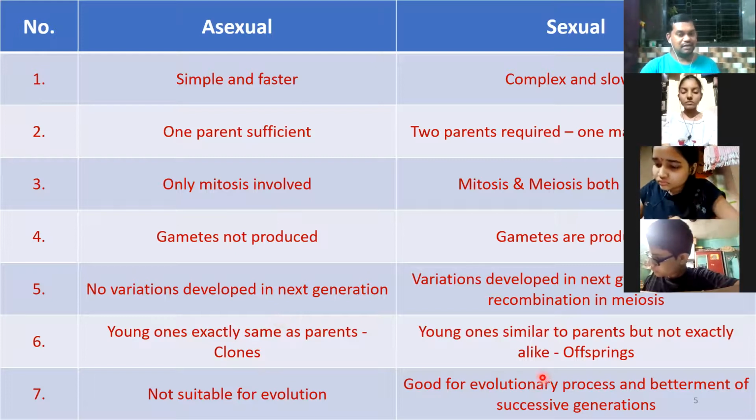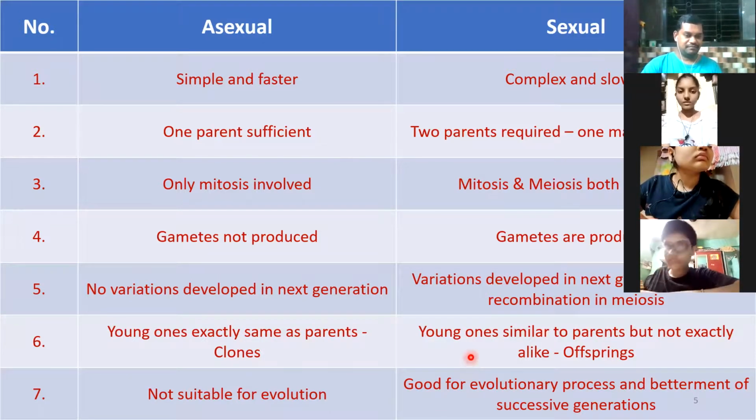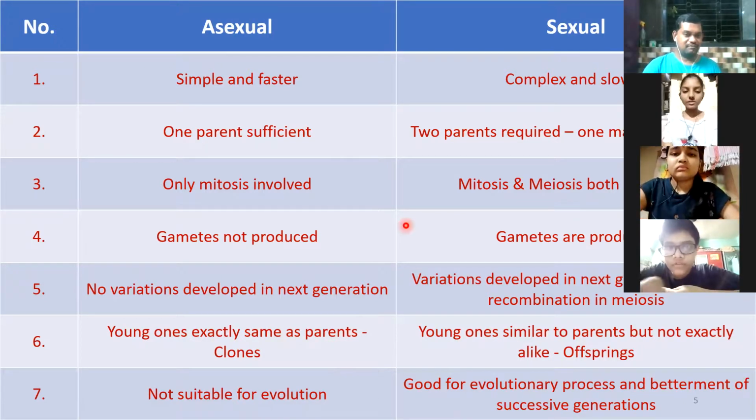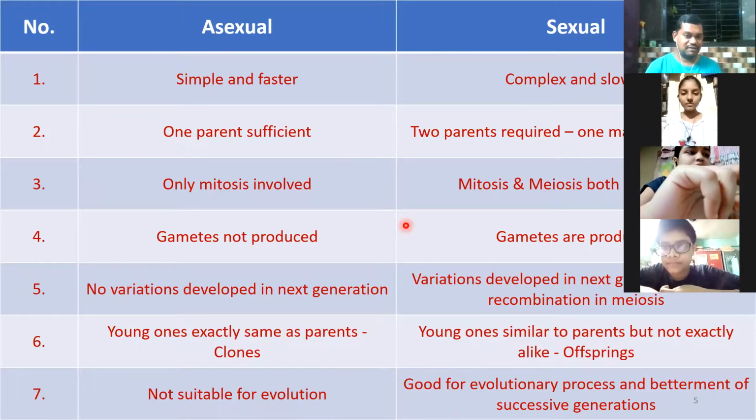That is why if you see higher plants and animals, including human beings, the majority of them undergo only sexual reproduction. There are asexual methods also, but the one which is more efficient and good for evolution is sexual reproduction. Did you understand this point? Yes. So the broad idea behind asexual and sexual reproduction is clear properly. Yes. Okay. So we have seen the differences between asexual and sexual reproduction.